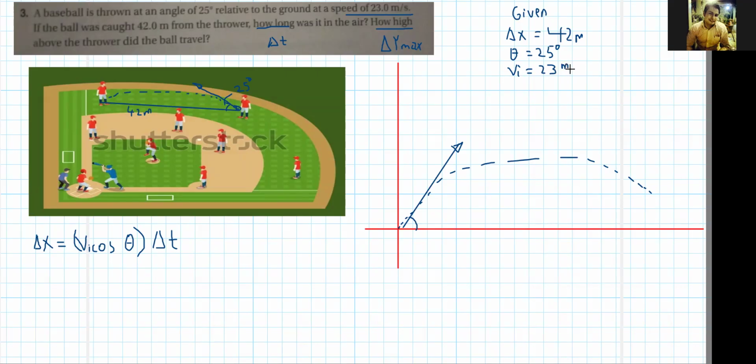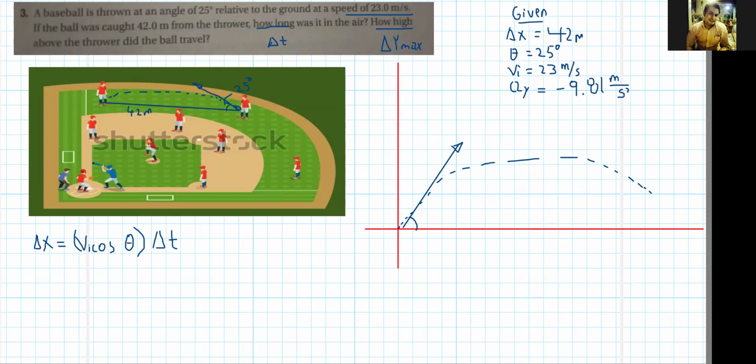Something important that we don't have in the exercise, but remember, is that the acceleration in y, the acceleration in the vertical displacement, is gravity. And in projectile motion, this one will be negative. So it's negative 9.8, or 9.81 meters per second squared. This is the given information that we have.